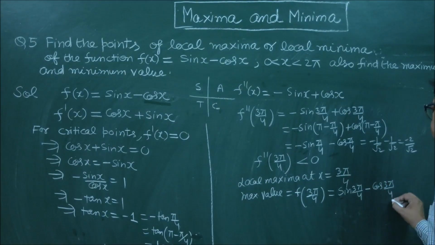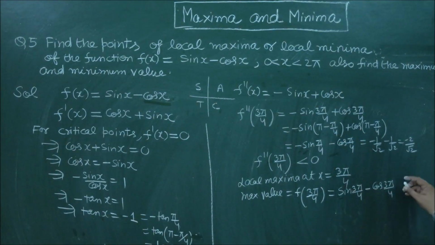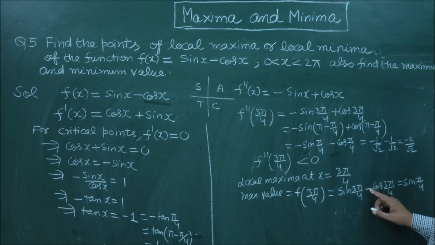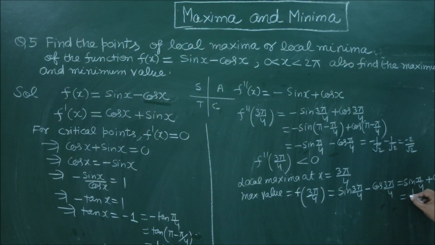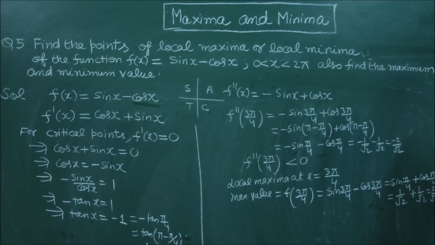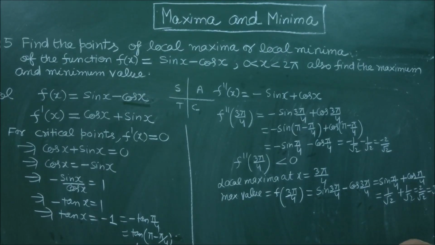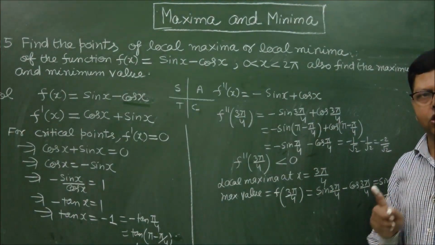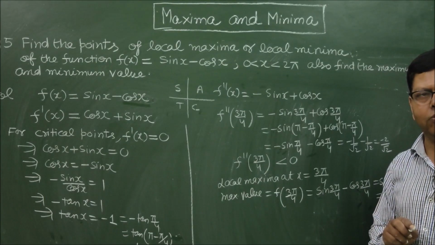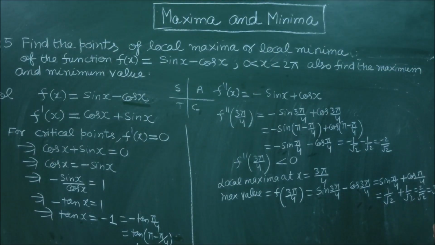As you know, sin 3 pi upon 4 is equal to sin pi upon 4 and cos 3 pi upon 4 is equal to minus cos pi upon 4, and the minus sign is already there, so this is equal to plus cos pi upon 4. Now the value of sin pi upon 4 is 1 upon root 2, plus 1 upon root 2, which is equal to 2 upon root 2, equal to under root 2. So the maximum value of the function occurs at x is equal to 3 pi by 4, and this maximum value is under root 2.